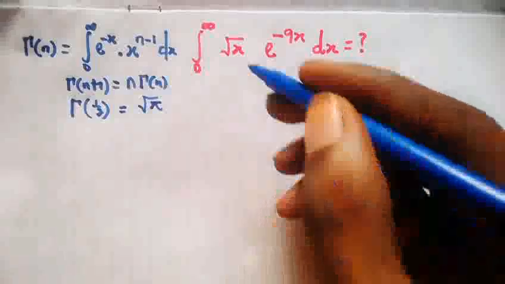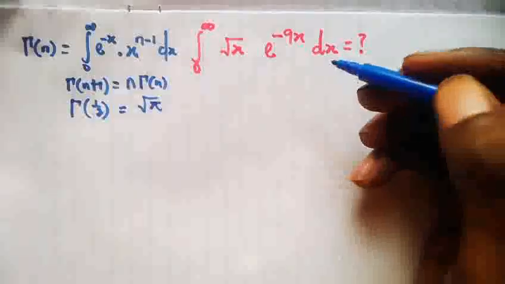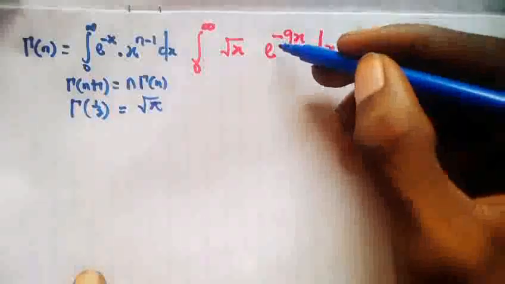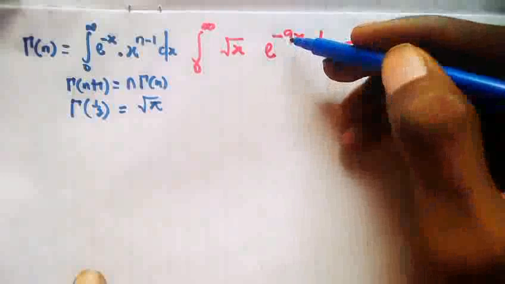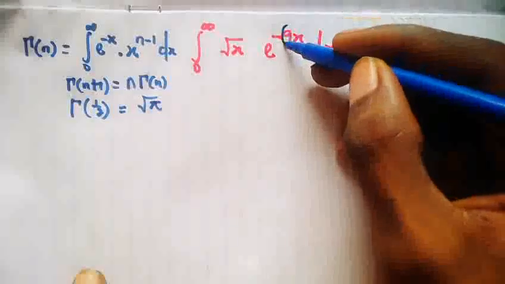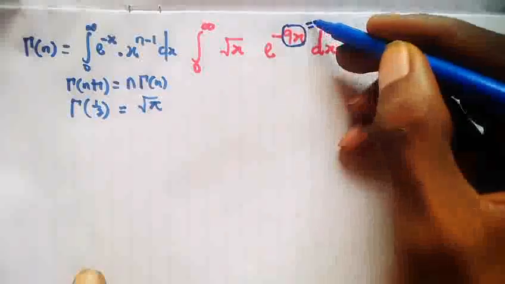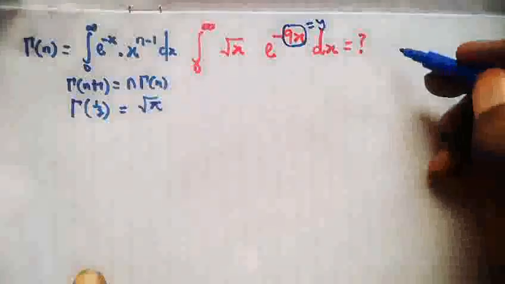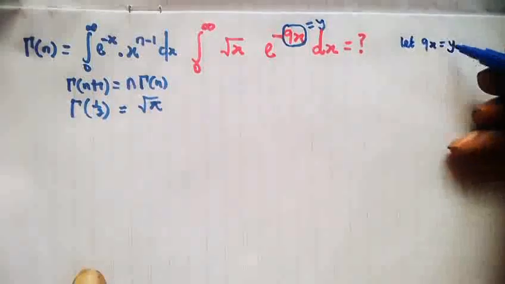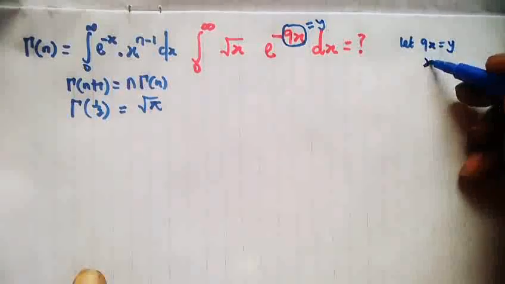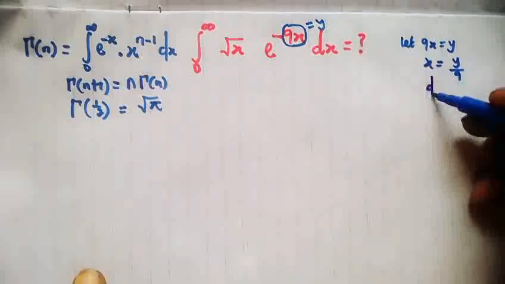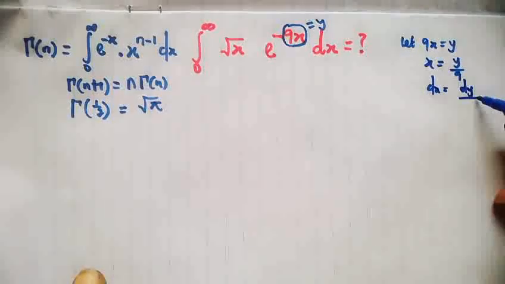Now how do we start solving this problem? We're going to take a substitution because we need to make the power of this e here look exactly like this, that is negative x. So we can take a substitution by saying let this 9x here equal to y. Now dividing both sides by 9, we have x is equal to y over 9. Differentiating both sides, we have dx is equal to dy all over 9.